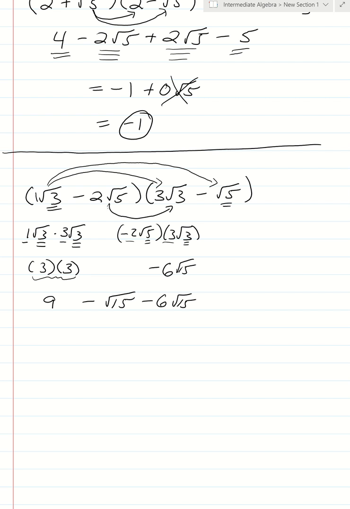Lastly, now we have to multiply the negative 2 square root of 5 with the negative square root of 5. Well, negative times negative would be positive. 2 times the 1 would be 2. And the square root of 5 times the square root of 5 would be just 5. And since now when we multiply 2 times 5 together, we would get, in fact, a plus 10.